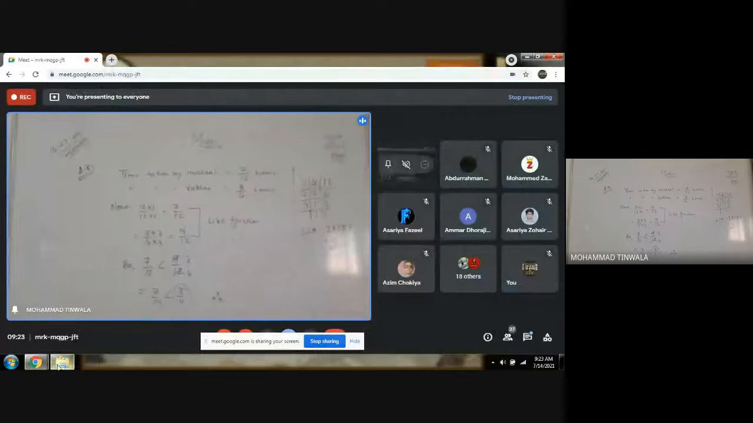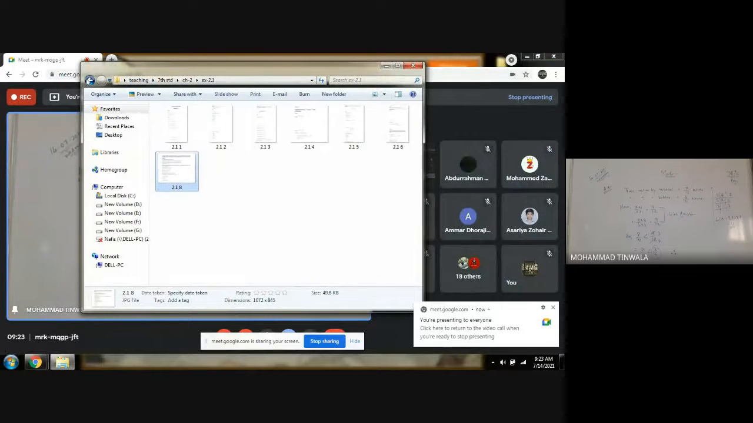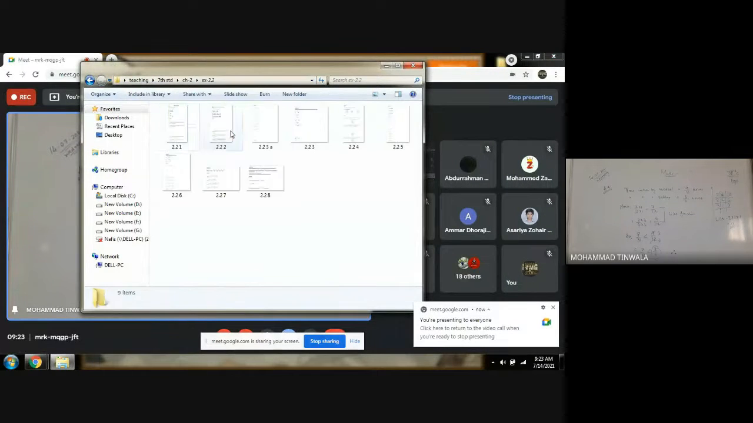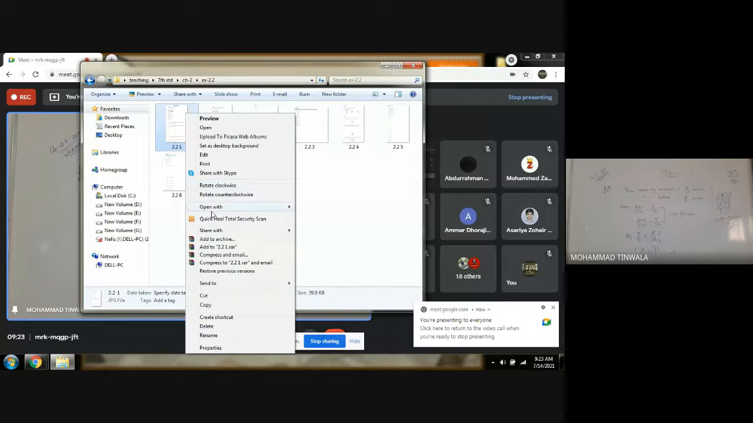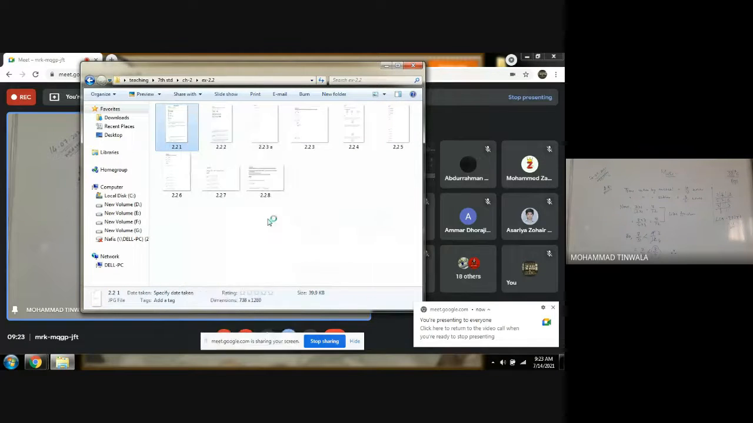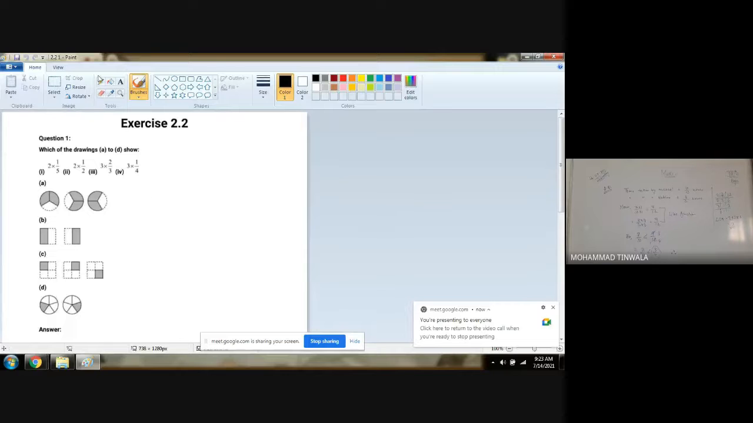Chalo. Moving to the next exercise. Exercise 2.2, question number 1. Very easy questions, can be solved here itself. Which of the drawings A to D shows 2 into 1 upon 5?